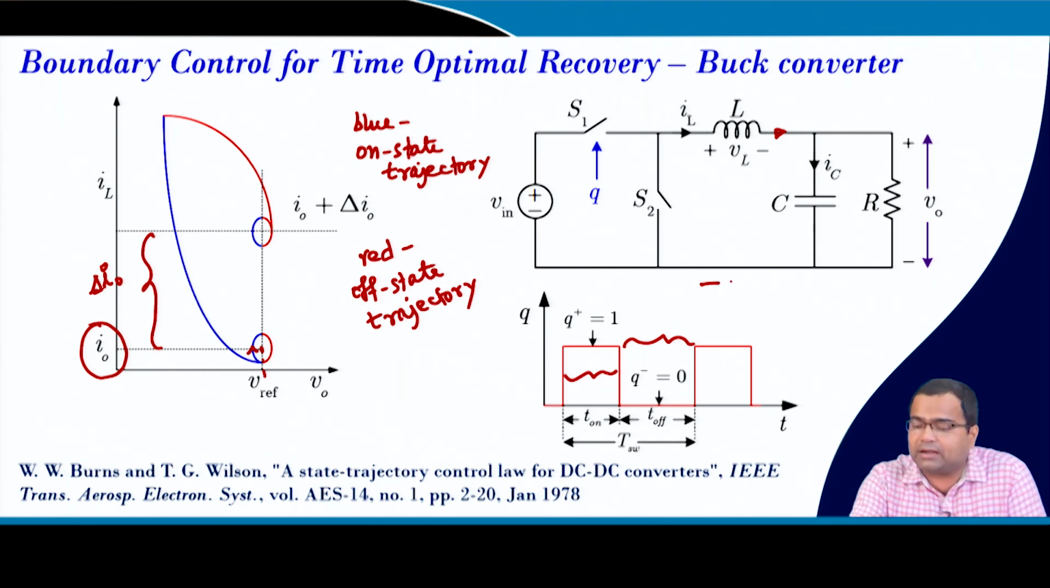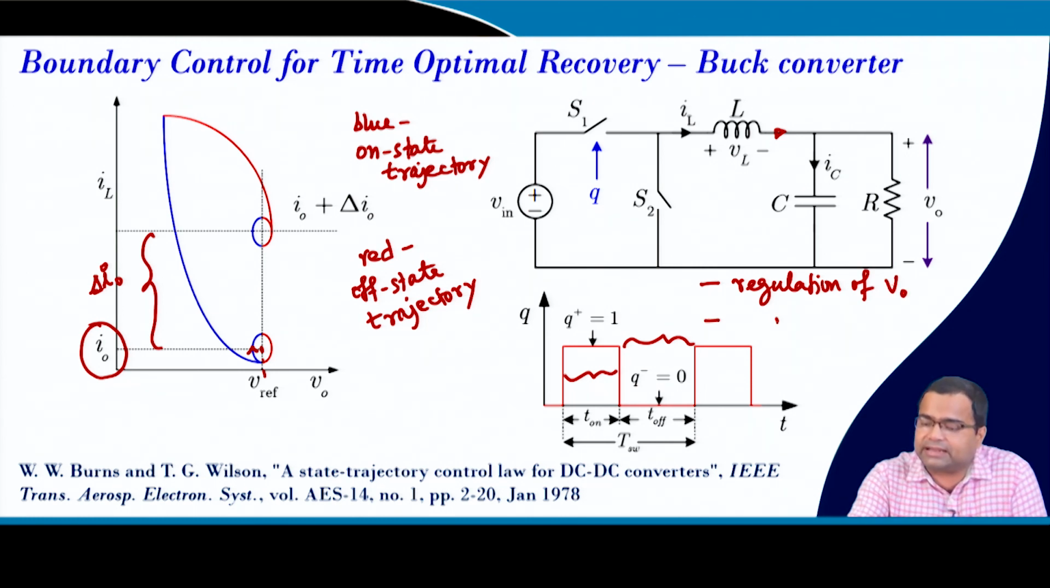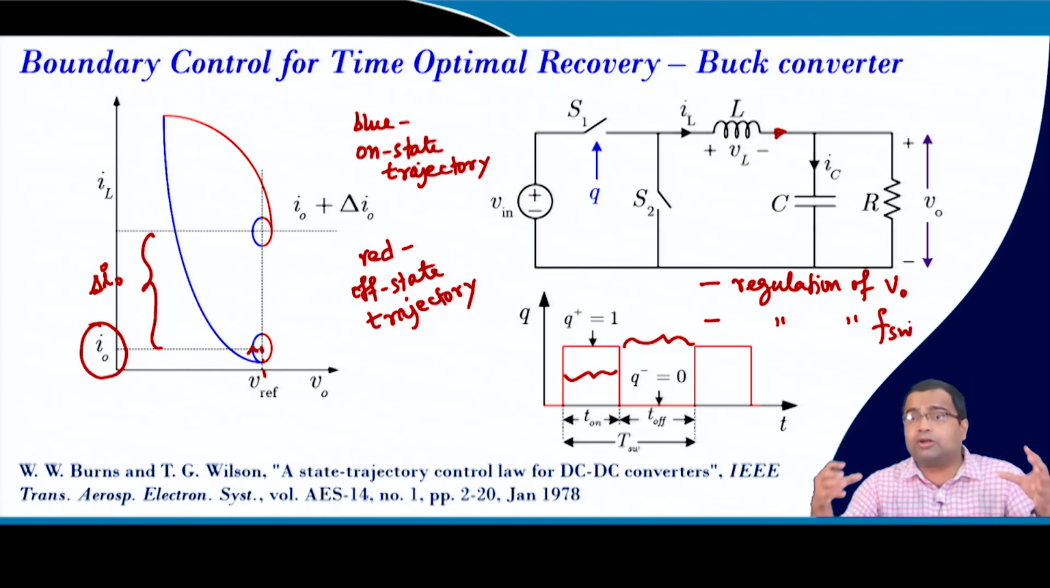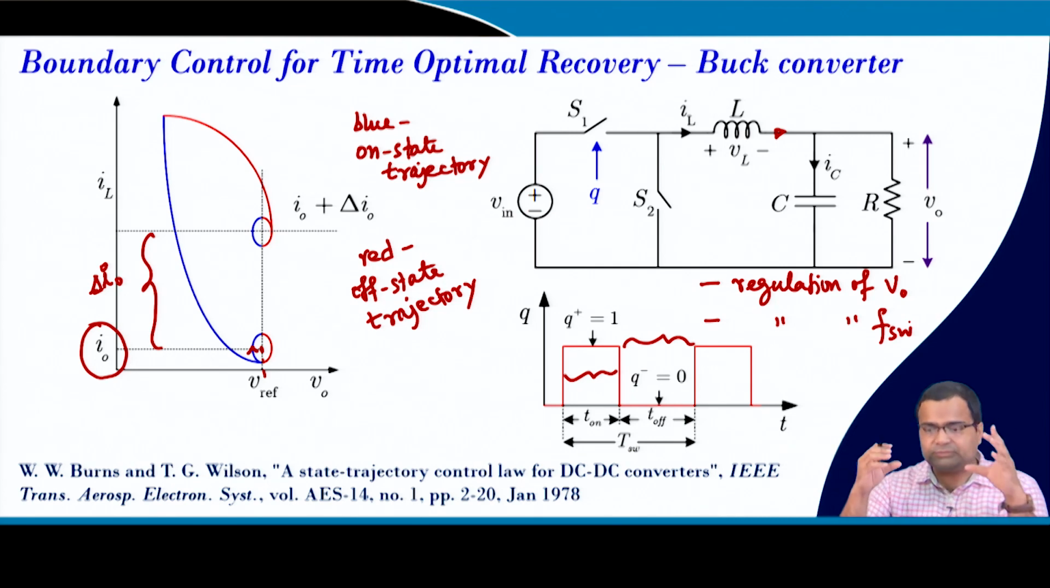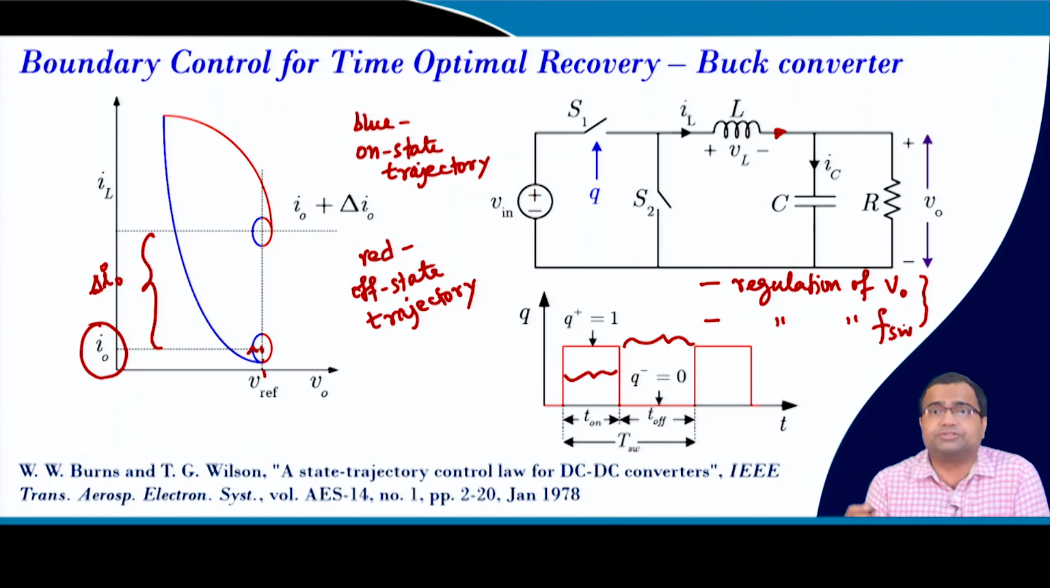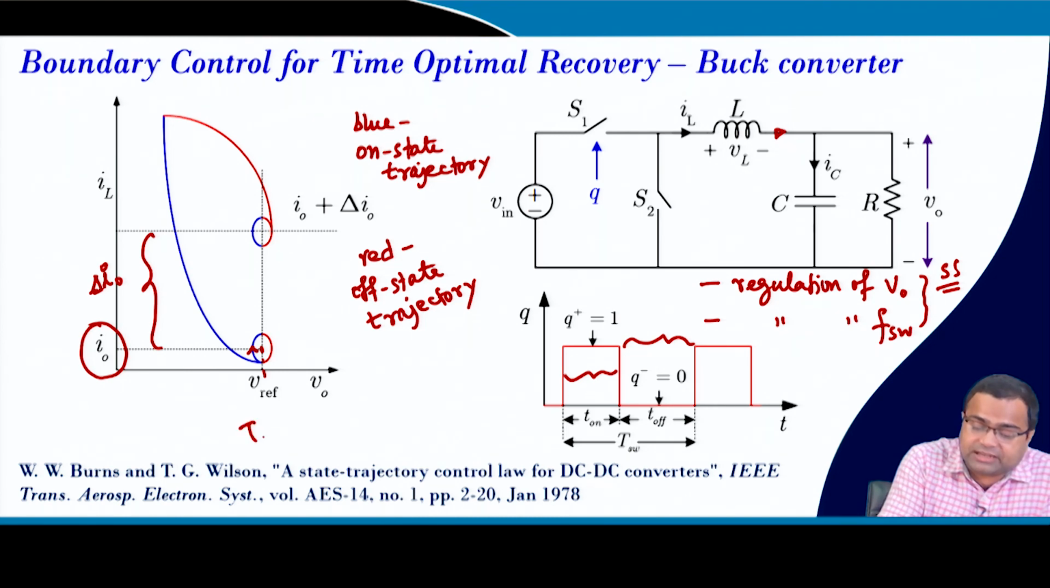That means one requirement is regulation of output voltage. The second one is regulation of switching frequency, whether it is possible to always regulate or not, that we are going to see. But these two are steady state requirements, which will ensure steady state. But apart from that, we also have certain objectives in the transient requirement.